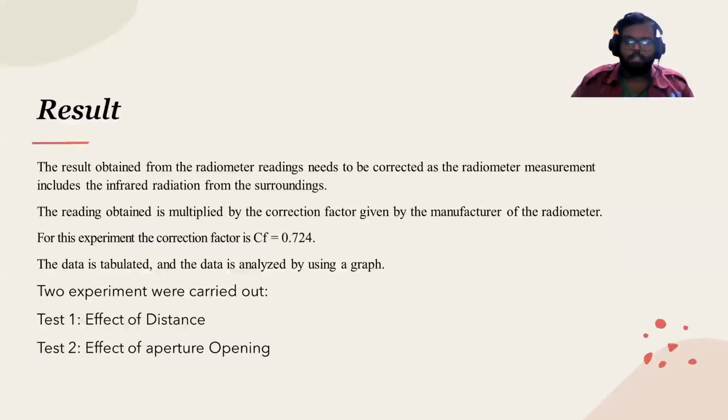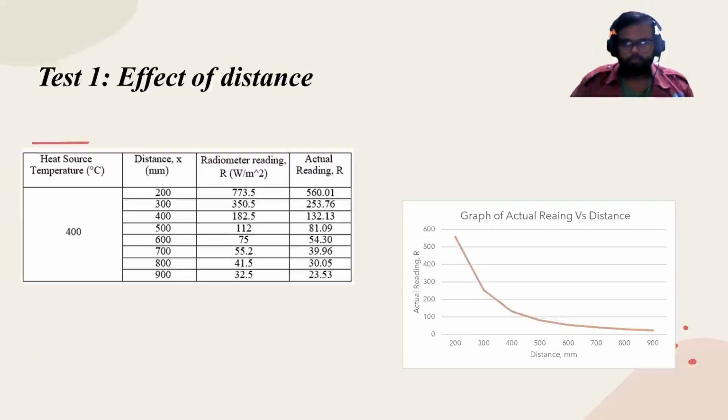The data is tabulated and analyzed by using a graph. Two experiments were carried out: Test 1, effects of distance, and Test 2, effects of aperture opening. For Test 1, effect of distance, the distance was started from 200 mm, moving with an increment of 100 mm until 900 mm. The radiometer reading was observed and multiplied with the correction factor.